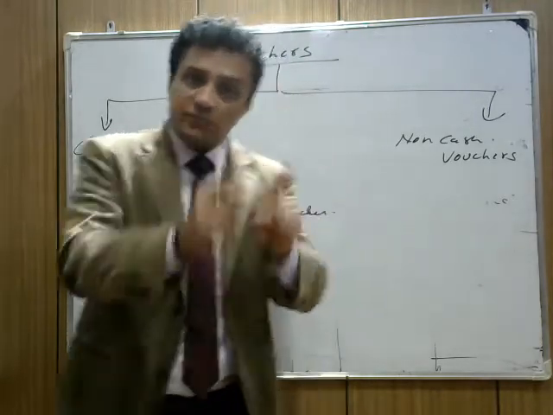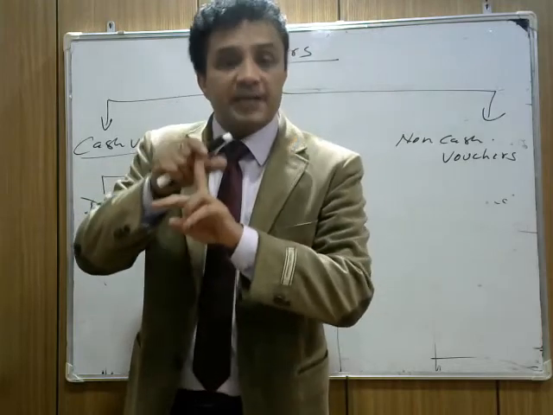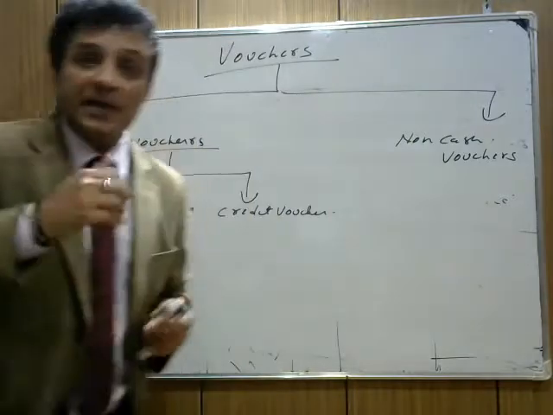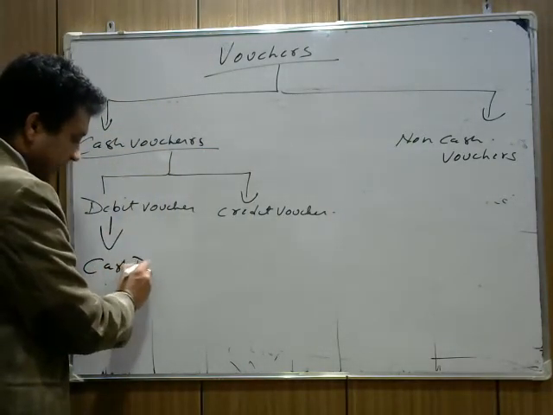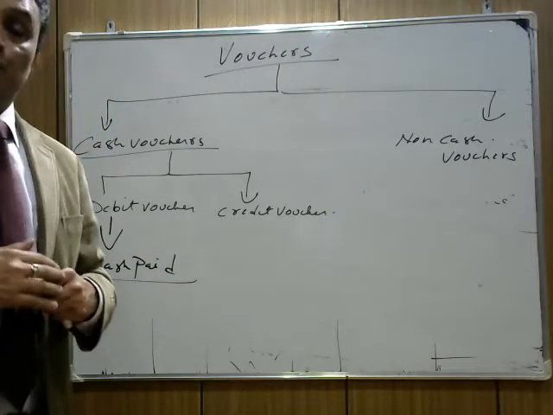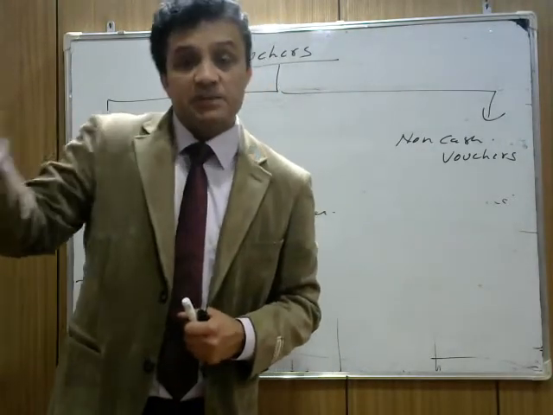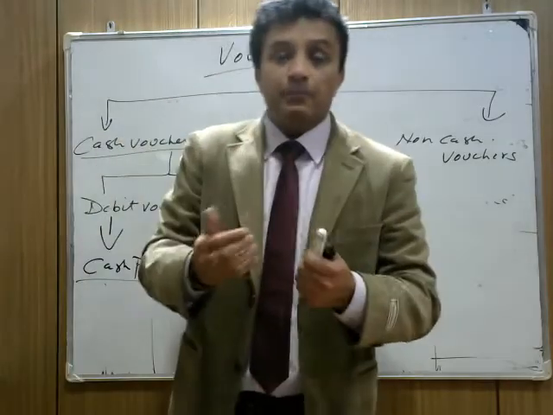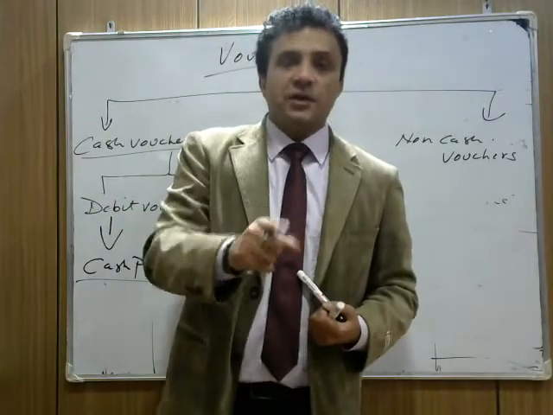Is it clear? The cash voucher is of two types. The first one is called debit voucher. The second one is called credit voucher. So what is a debit voucher? Debit voucher means when you pay cash. जब हम cash pay करते हैं. Now why do we pay cash? Because you purchase goods on cash, you have to make the payment, you have to pay the expenses, you have to pay the salaries. Do you understand this? Whenever a payment is made, you need to prepare a debit voucher. But the payment should involve a business transaction for a business purpose.